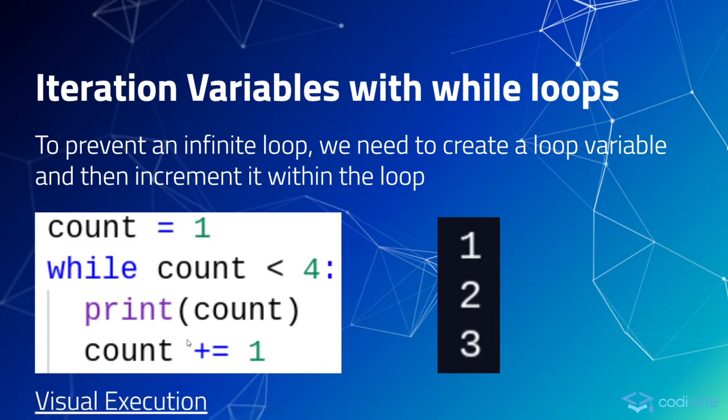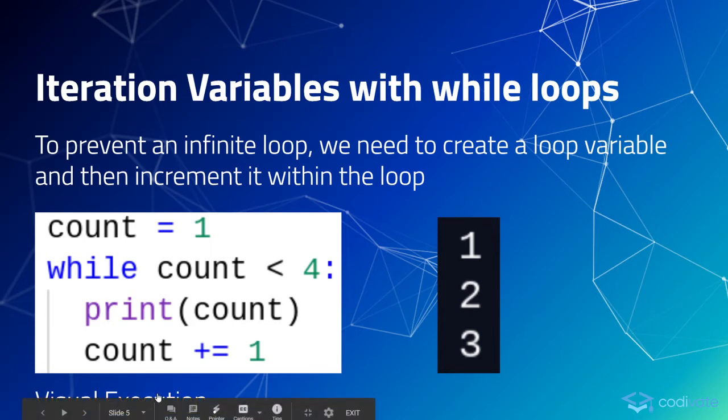Now, count has a value of 4. So we go back to the top of the loop, but this time we notice that 4, which is the value of count, is not less than 4. And since this condition is now false, we exit the loop, and we are done with execution.